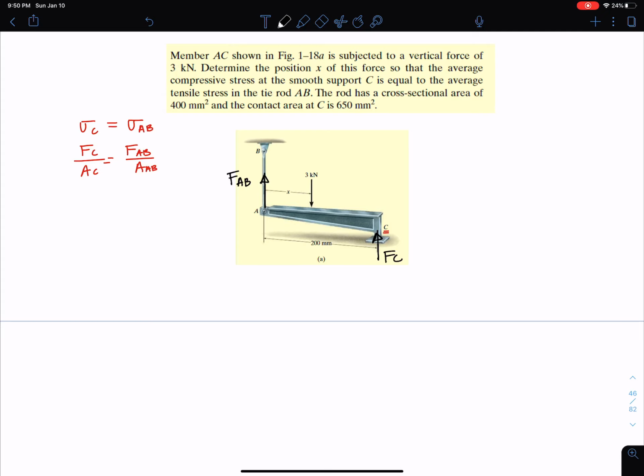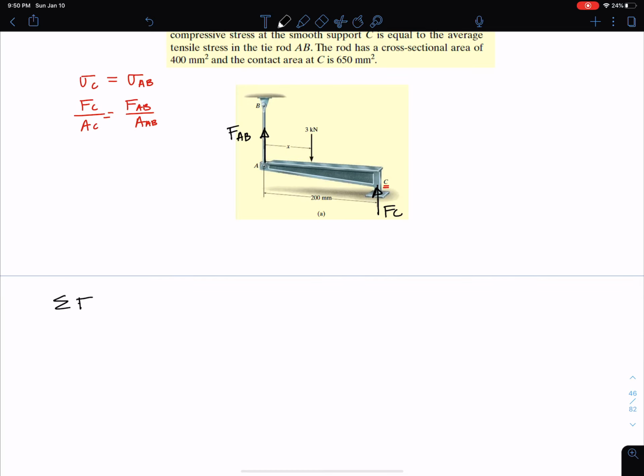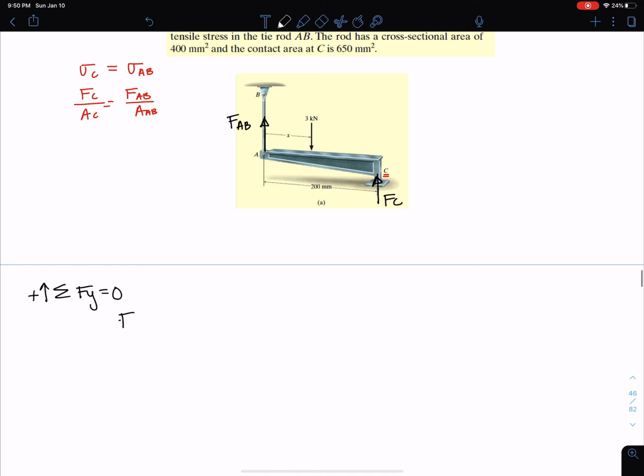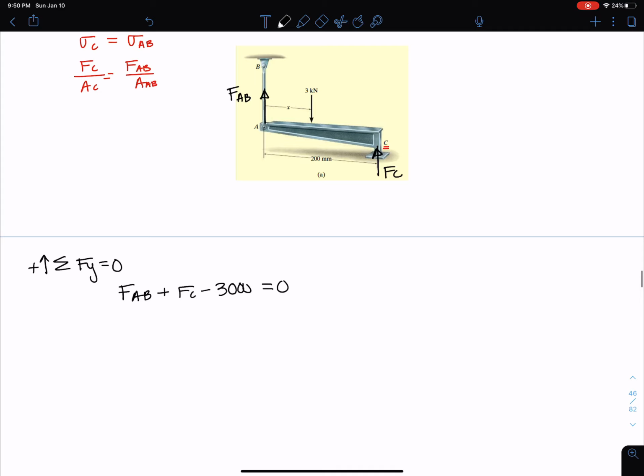Okay, so if I were to sum forces in the y direction, up is positive, I end up getting FAB plus FC minus 3,000, putting this into newtons, is 0. I can't solve for anything there. And then I'm going to sum my moments about point A, set that equal to 0. Counterclockwise is positive. I get negative 3,000 newtons times my moment arm of X. I don't know where it acts. Plus FC times my moment arm of 200 millimeters equals 0.